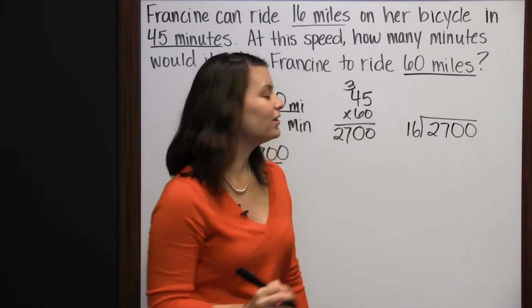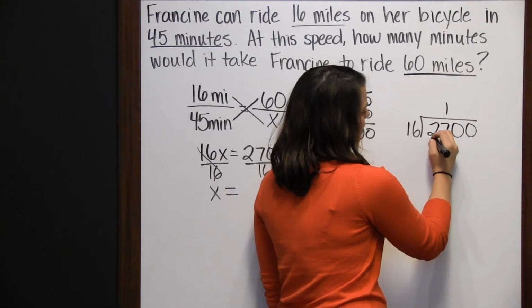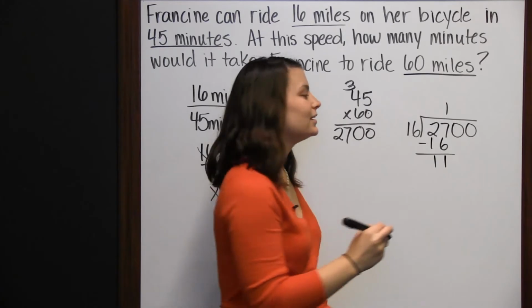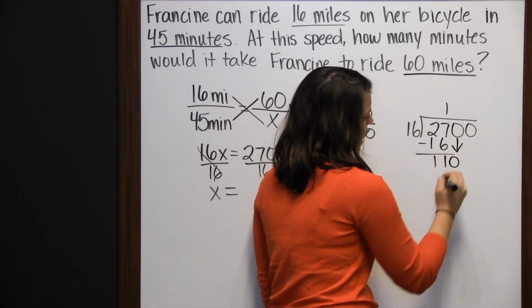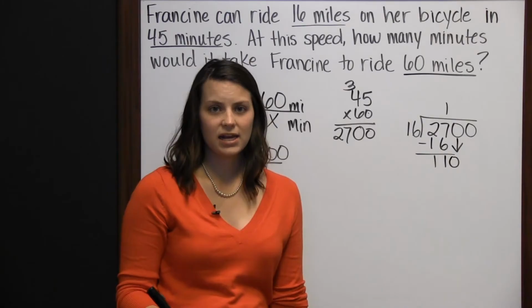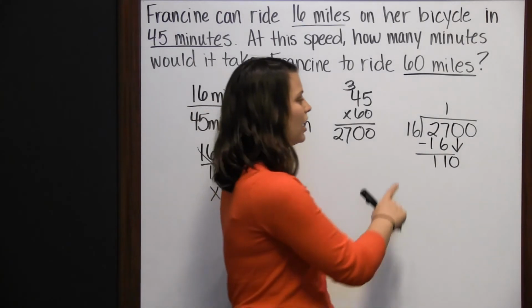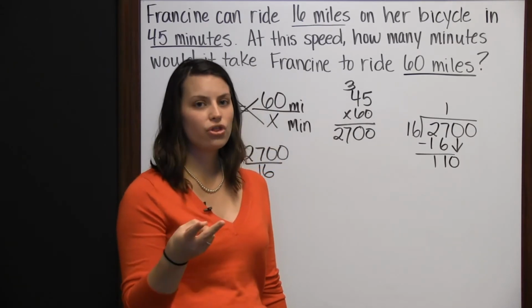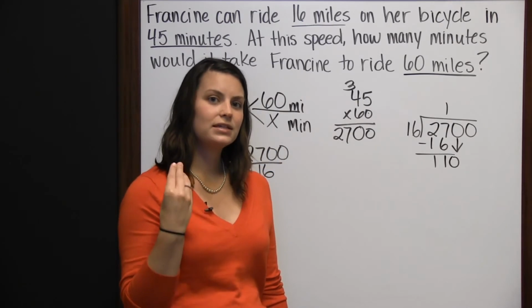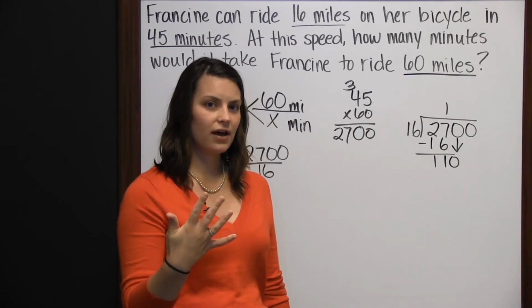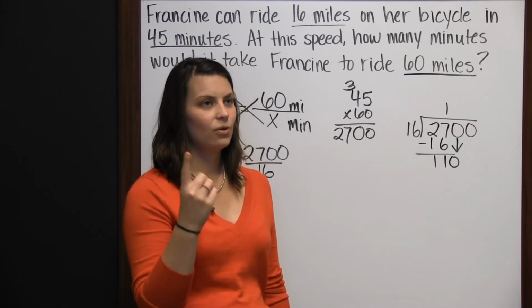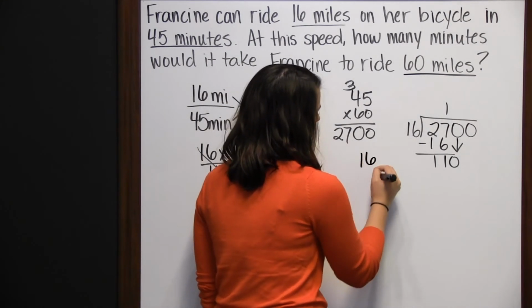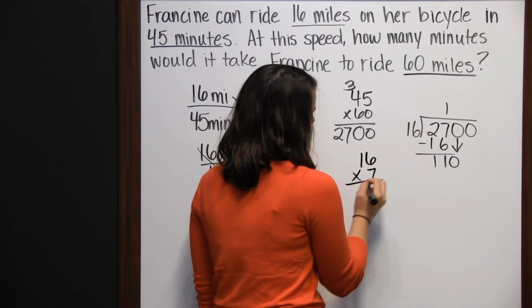16 goes into 2,700 one time. And that's 16, and we subtract and get 11. And we bring down our zero. We could use 15 as a compatible number to see how many times 15 would go into 110. So we have 15, 30, 45, 60, 75, 90, 105. So 7 times. So let's see if 16 will go into 110 7 times.